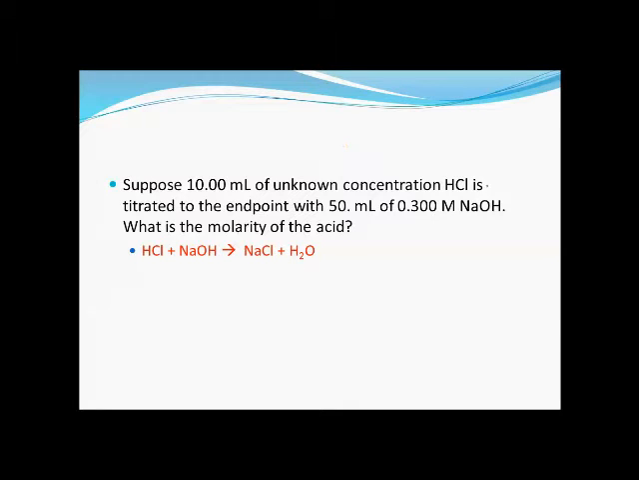Suppose 10 milliliters of unknown concentration HCl is titrated at the endpoint with 50 milliliters of 0.3 molar NaOH. What is the molarity of the acid? First, it wouldn't hurt to think about the chemical reaction that's taking place here, the classic HCl plus NaOH reaction to yield NaCl and H2O. Think about our equation there. Now, as long as we know what's what here, we should be fine. HCl, of course, is the acid. NaOH is the base. I'm going to plug it into the formula, plug in what we know.